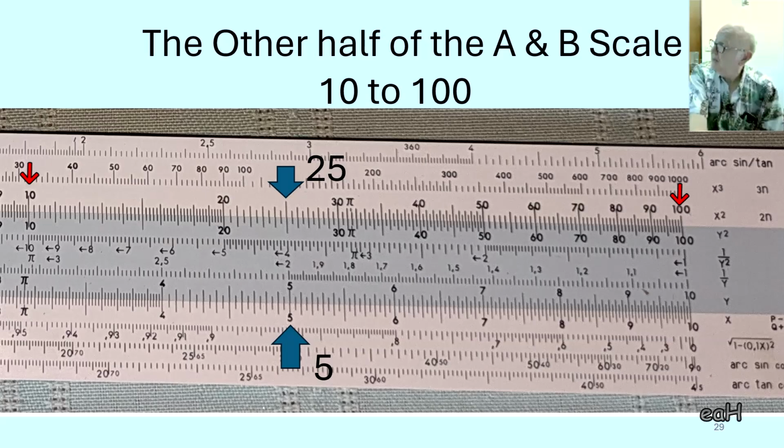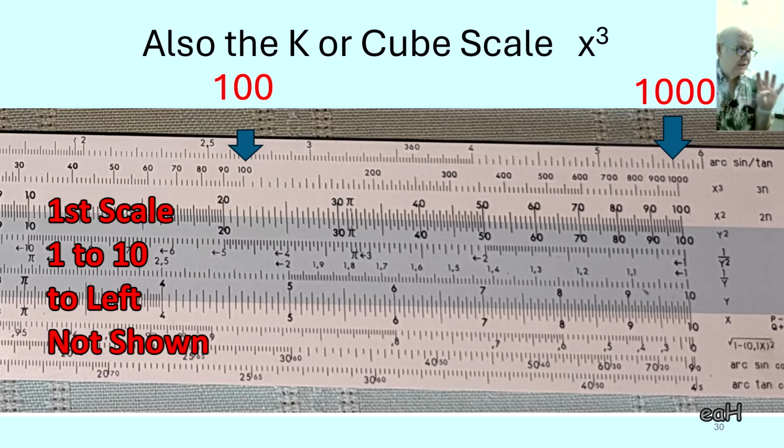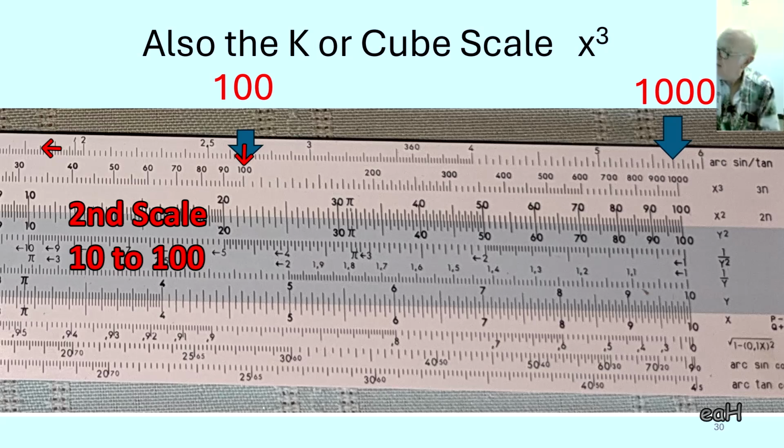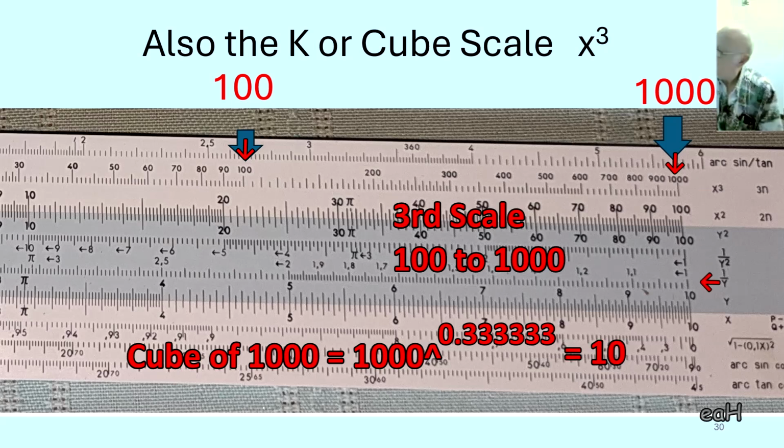This is the other half. The other half, of course, is 10 to 100. And so the square root of 25 is 5. And if you look on this slide rule, this actually has a cube root scale. So it actually has 3 scales, 1 to 10, and then 10 to 100, and 100 to 1,000. So the cube root of 1,000 is 10.